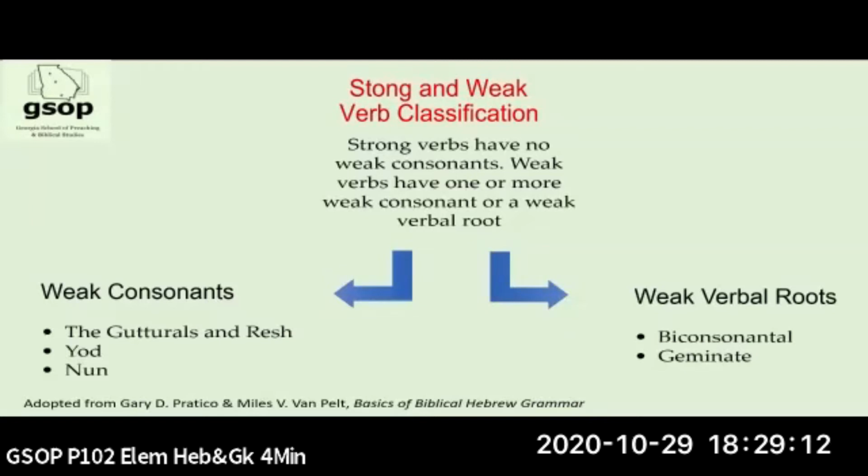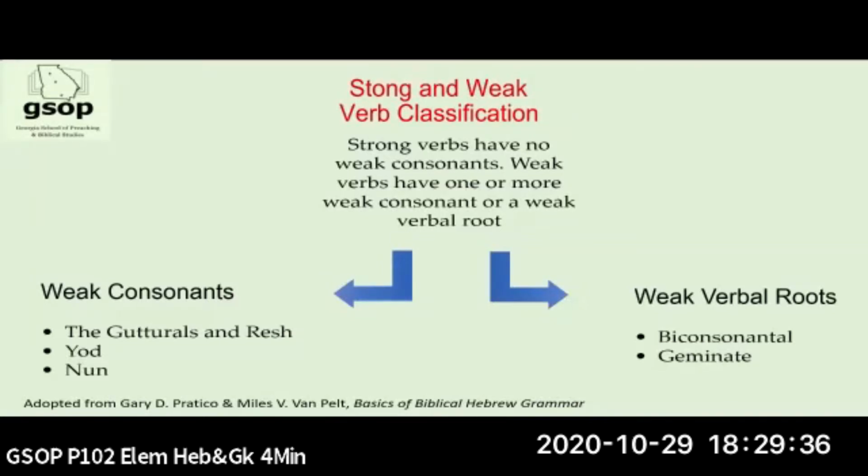It's called biconsonantal and geminate. The biconsonantal is simply this: we've been looking at triconsonantal roots, three letters, right? Root 1, root 2, root 3. You can also have a root with just two. Those are weak because it's missing another consonant, so there are some changes that occur.